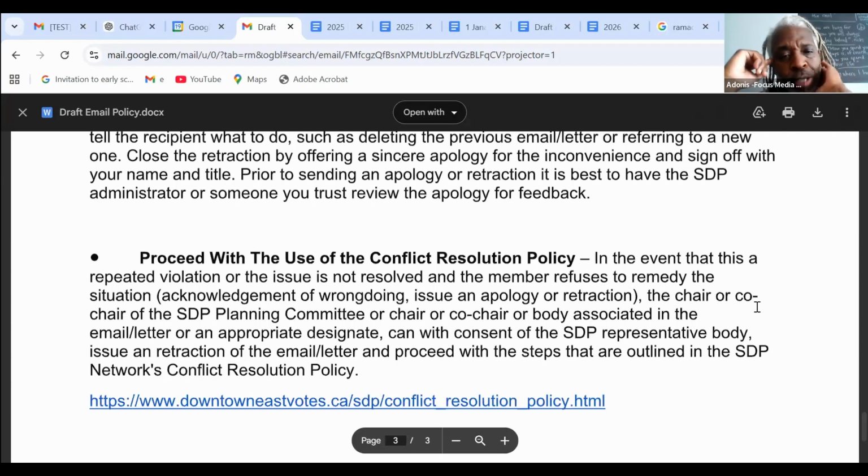And then proceed with the last stage, the use of the conflict resolution policy. In the event that this is a repeated violation or the issue is not resolved and the member refuses to remedy the situation by acknowledgement of wrongdoing, issuing an apology or retraction, the chair or co-chair of the SDP planning committee, or chair or co-chair of the body associated with the email/letter, or appropriate designate can, with consent of the SDP representative body, issue a retraction of the email/letter and proceed with the steps that are outlined in the SDP network's conflict resolution policy.